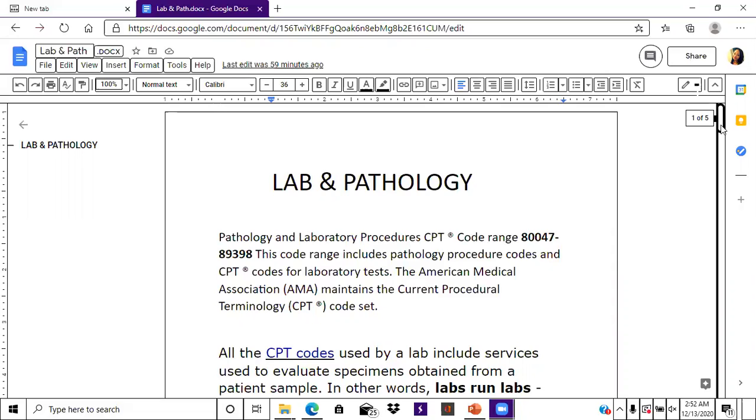So pathology and laboratory procedures CPT code range from 80047 through 89398. This code range includes pathology procedure codes and CPT codes for lab tests. The American Medical Association, which is the AMA, maintains the CPT code set.